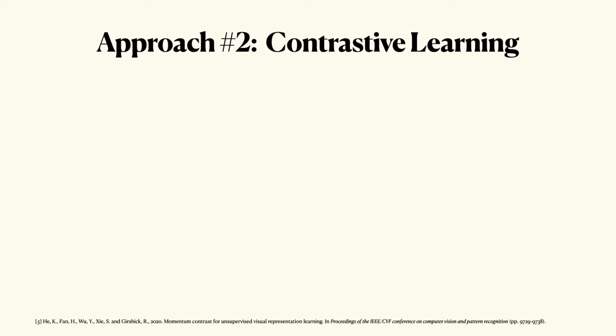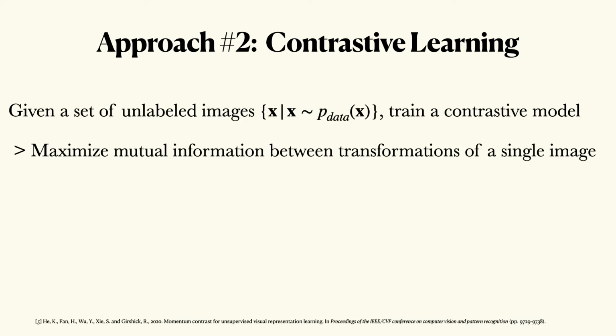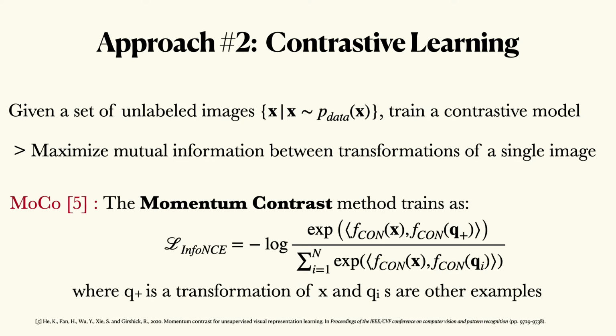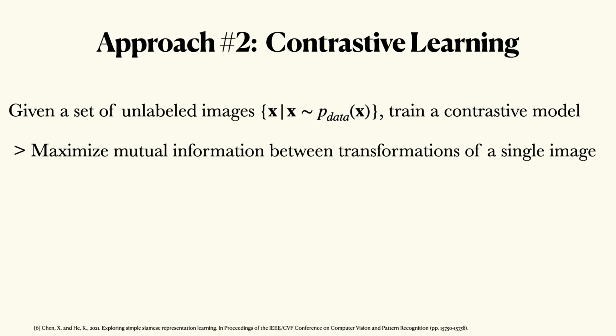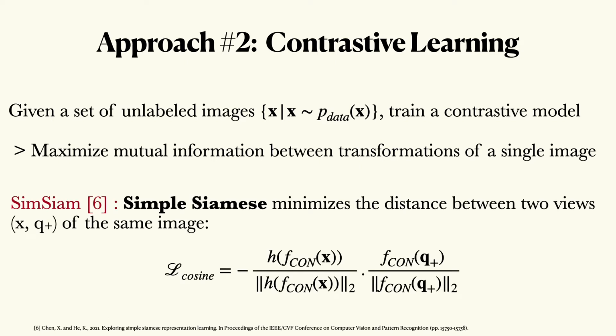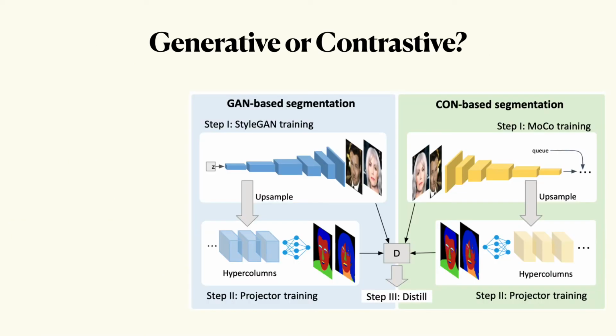The other approach is to train a contrastive model. These methods learn by maximizing the similarity between the output features for various augmentations of the same image. The momentum contrast method, MoCo, uses the InfoNCE loss to achieve this goal. Yet another contrastive learning approach, SimSiam, minimizes the cosine feature distance between two views of the same image. Unlike MoCo, this does not require negative examples to train. These are just two examples of contrastive learning based approaches.